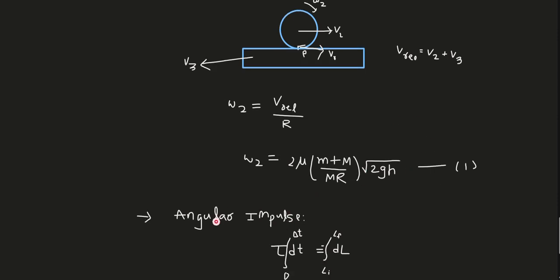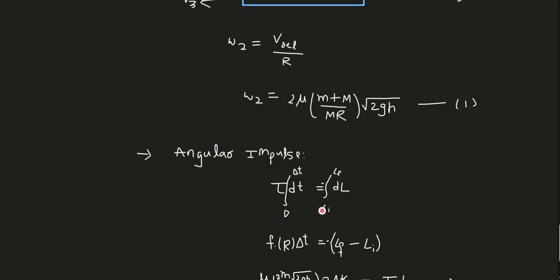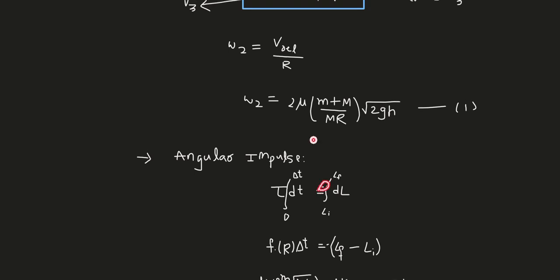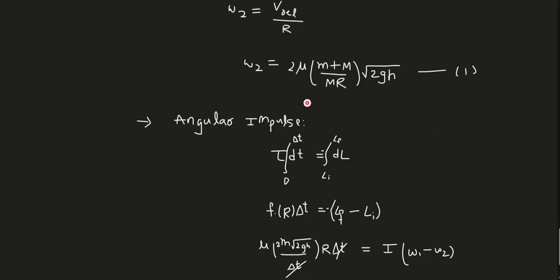Now we write the equation for angular impulse. As we know, the angular impulse is tau times dt equals change in angular momentum. We integrate from 0 to delta t, and integrate angular momentum from L initial to L final. We put a minus symbol here because the friction is continuously stopping the rotation and provides it for sliding. That's why we keep the minus symbol.